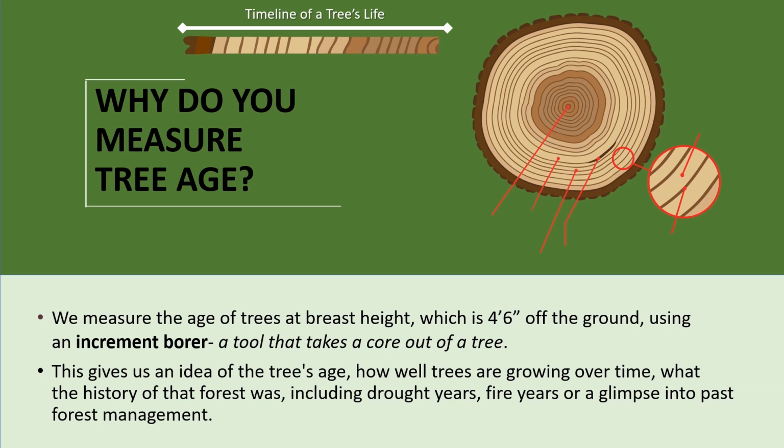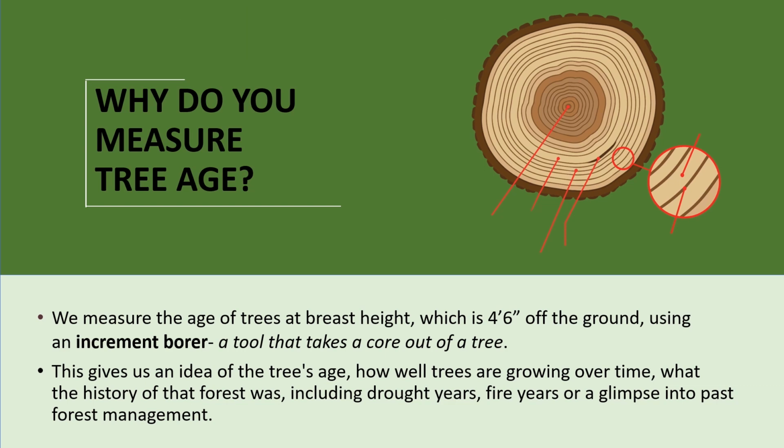How do you count the age of a tree from a tree core, though? Each year, a tree produces early wood or spring wood, which is lighter in color, and a tree also produces late wood or summer wood, which is darker in color. This means one light-colored ring and one dark-colored ring counts as 1 year of a tree's life.